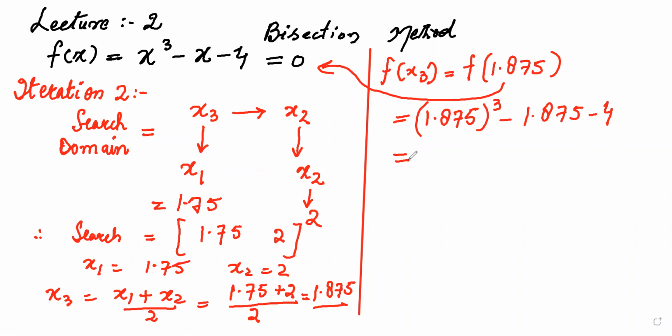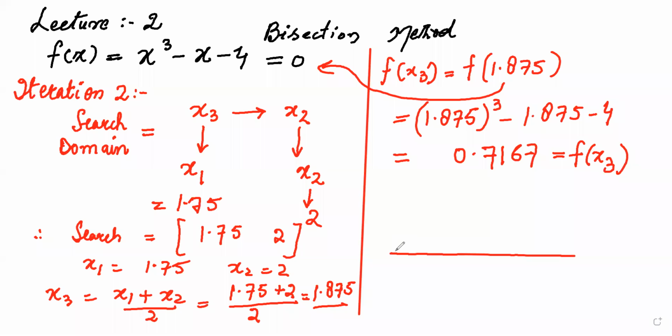That comes out equal to, is it 1.875? F of this is 1.875. So it comes out equal to 0.7167. It comes equal to 0.7167. This is f of x3. Okay, for the second iteration. So what has happened?